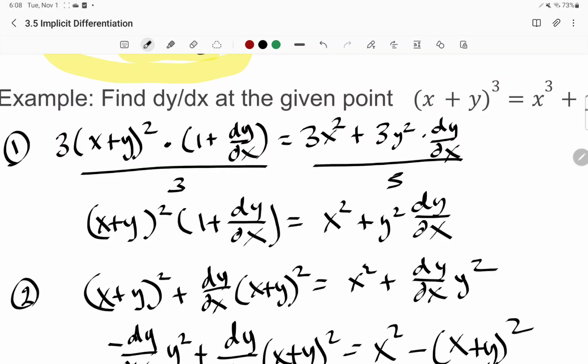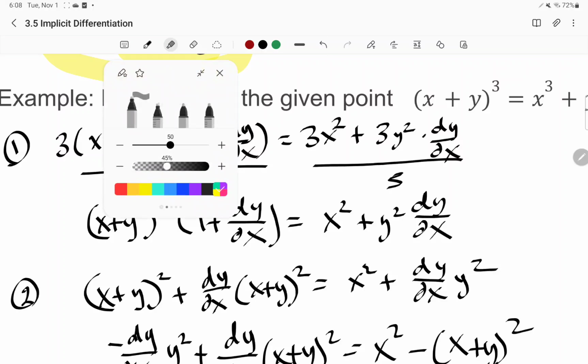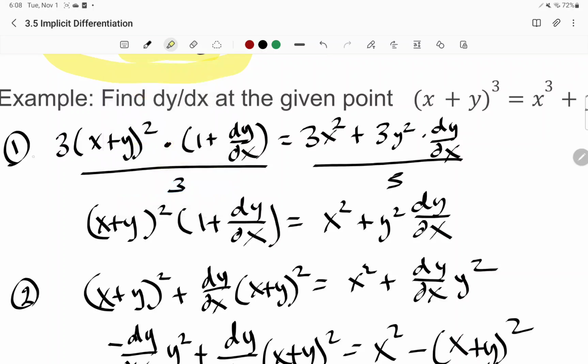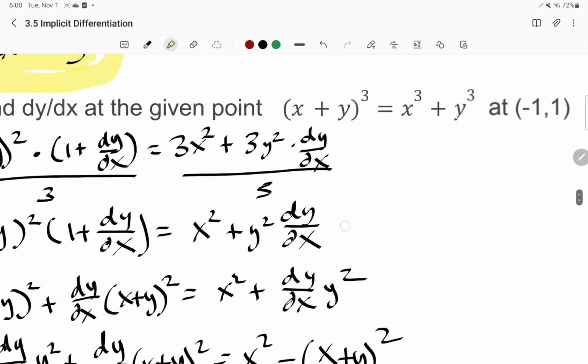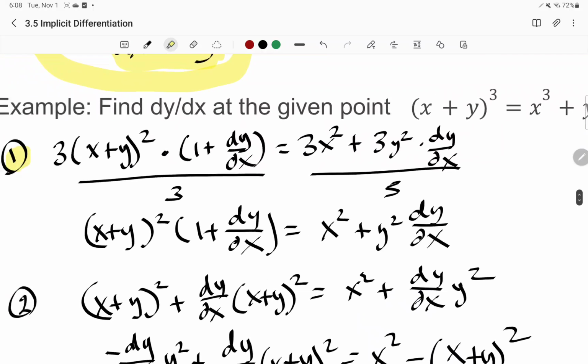Okay, so let's walk through this step by step. There's a lot of different steps here. Like I said, beyond this first step, you could plug in negative 1 and 1 at any point, and then you would still have to get dy dx by itself. So I just went ahead and got dy dx by itself first.